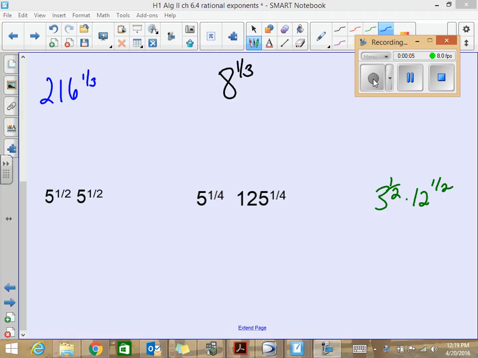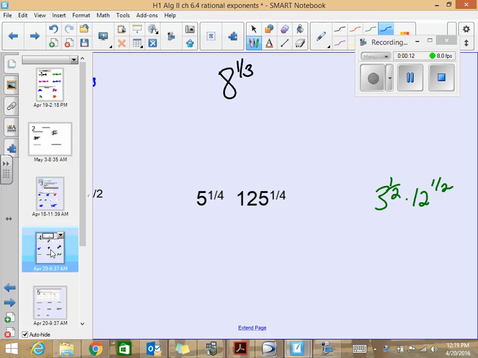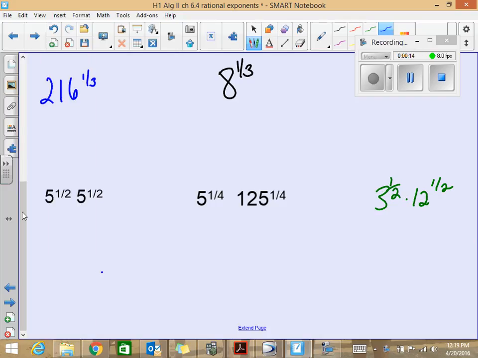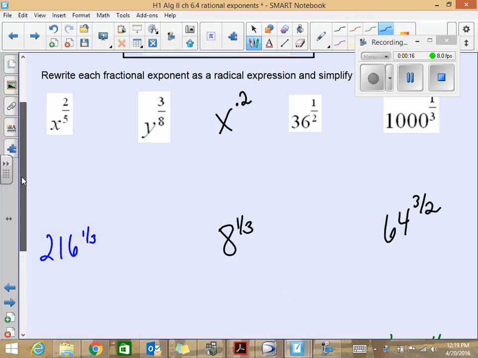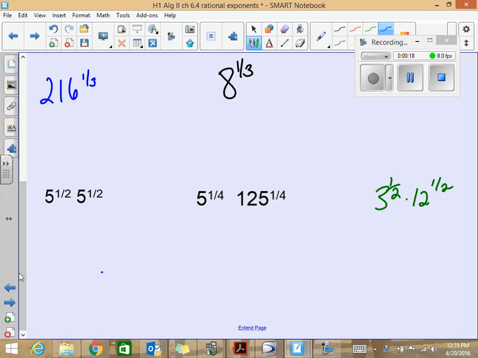Monday's class. So pull out those 6-4 rational exponents notes and go to the second purple page. I know I just told you that. So we've already done the first half of this page. Go to the second half where we just did one of these.